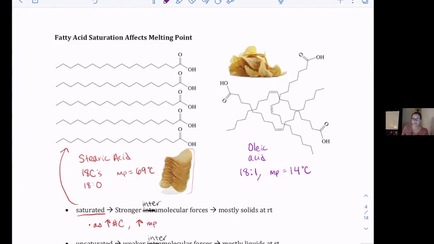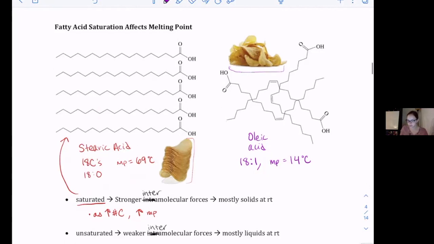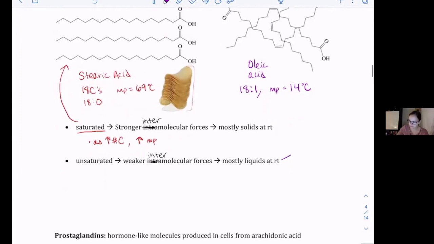And so this is where you can see what I was talking about with those bends. Those double bonds make it so that these fatty acids really can't stack on top of each other very well. They're kind of like wet noodles mixed all together, or they look like these potato chips up here where they're all different shapes and they just stack randomly all together. So unsaturated fatty acids have weaker intermolecular forces because of the different kinks at different places. So they're mostly liquids at room temperature.